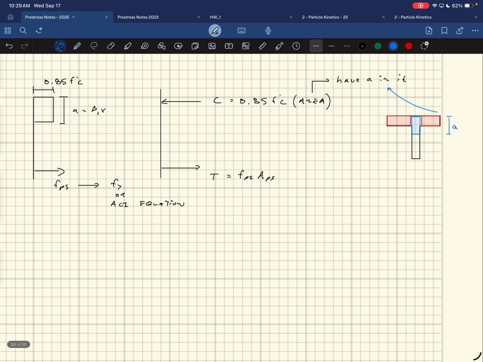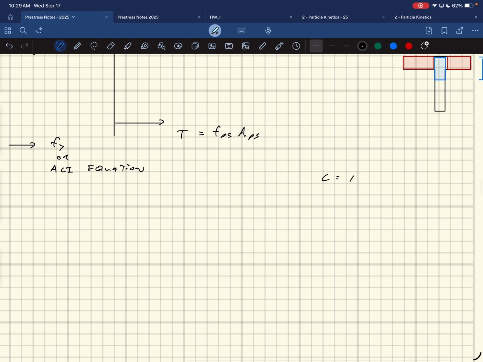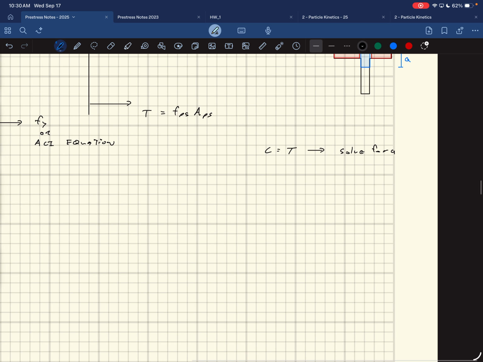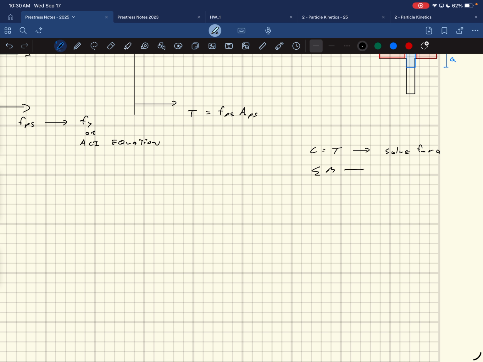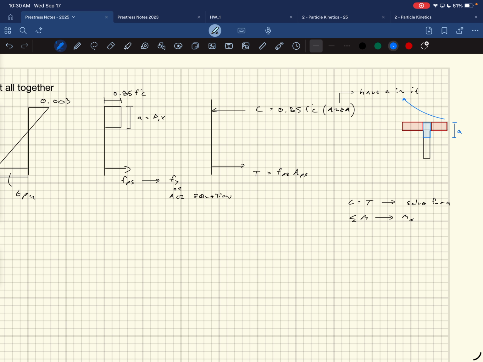So then down here, what do you do? Well, you set C equal to T, right? You solve for A, right? Then you sum moments, and that gives you Mn, right? And then the reason you need to know that neutral axis depth is because you need to know this, right? What is the distance in between them? And that's going to be a function of the neutral axis depth, right? This distance here, that distance there is D, right? And so it'll be D minus something, right?